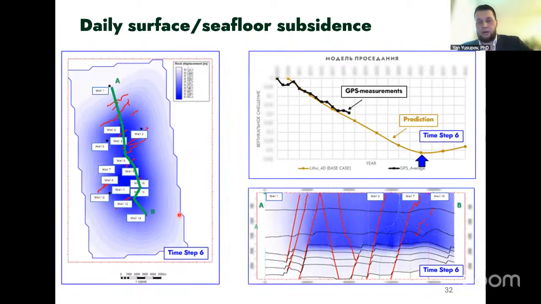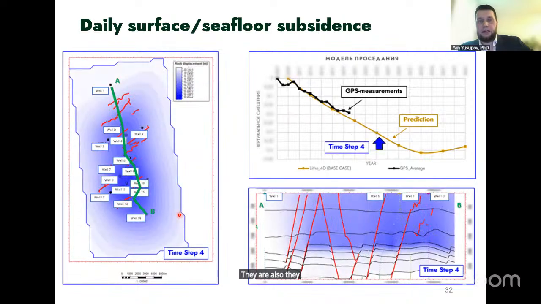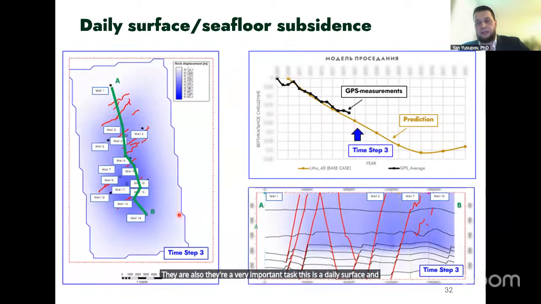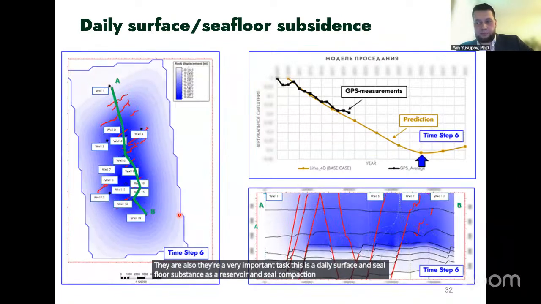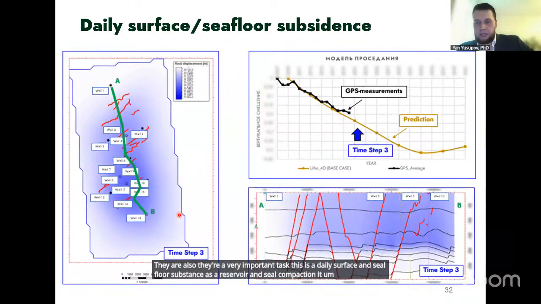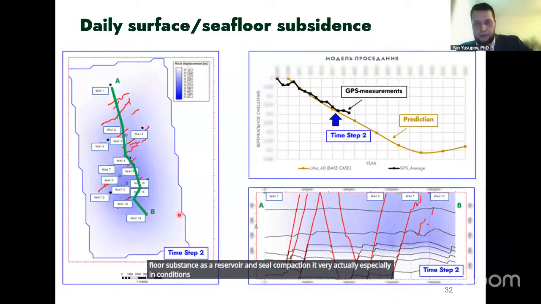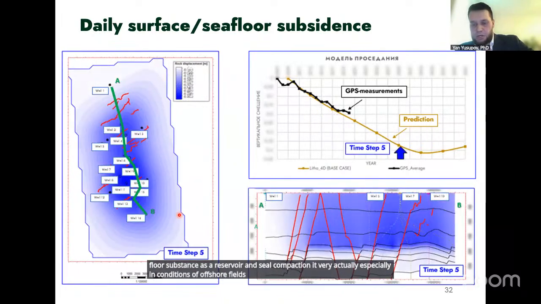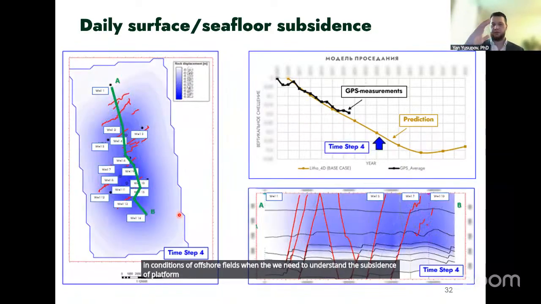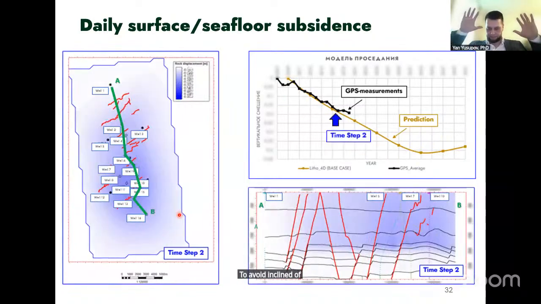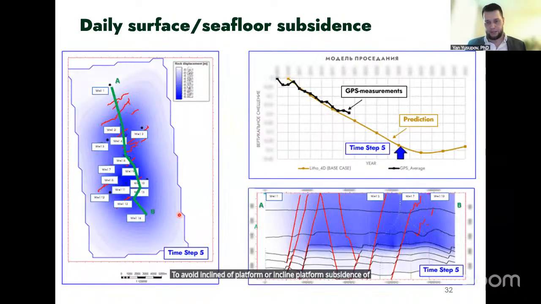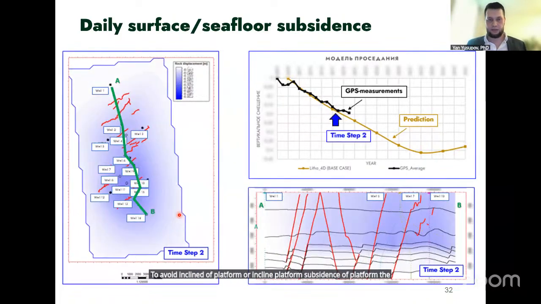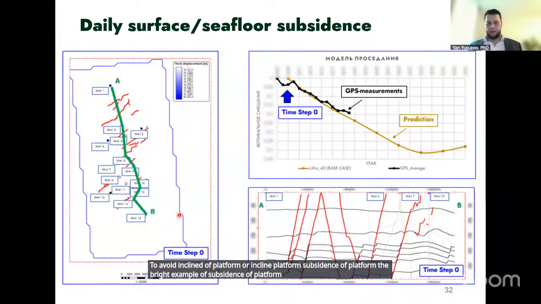There is another very important task. This is surface and seafloor subsidence as a result of reservoir and seal compaction. It is very relevant, especially in offshore fields, when we need to understand the subsidence of a platform to avoid inclination or subsidence of the platform. The bright example of subsidence of a platform was the North Sea.